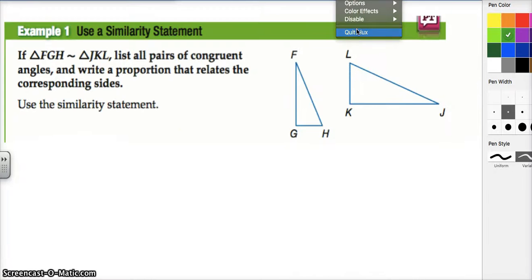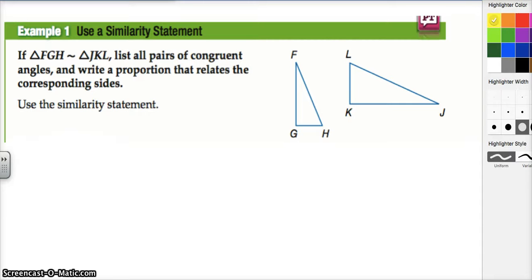In this diagram here, we are given the fact that we have two similar triangles and they name them for us. It is sometimes helpful to highlight the letters that are in common so you can see that F and J are written first, so you know that those are congruent angles. The next one would be G and K, written as the second of each, and finally the last two being H and L. So that lets me know what sides are proportional to one another.